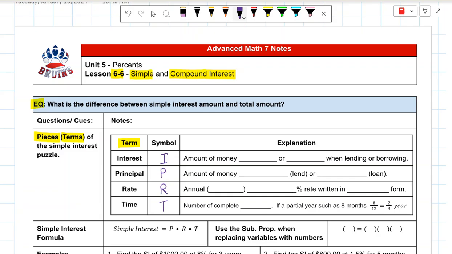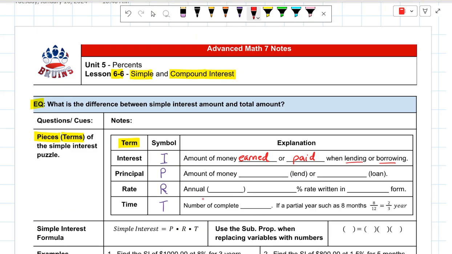Now, what is interest? Let's take a look. It's the amount of money earned or paid when lending or borrowing. Now, lending means you're giving somebody a loan, and borrowing means you're accepting a loan. All right, so let's look at principal right now.